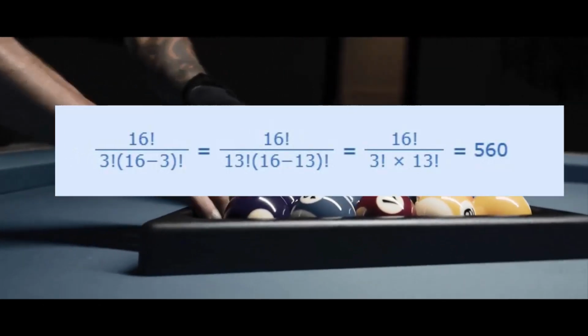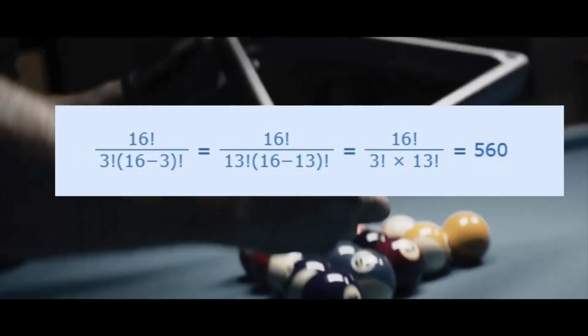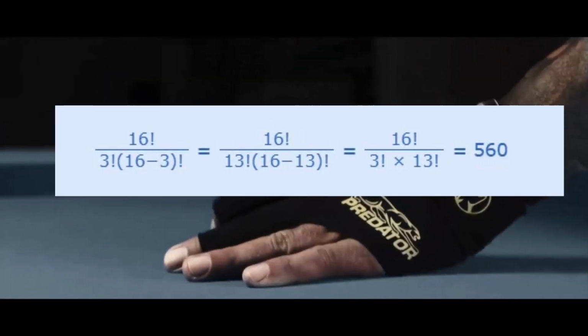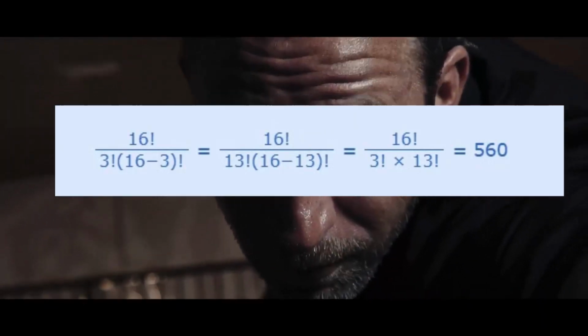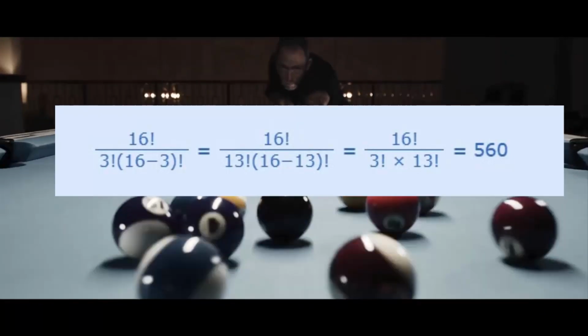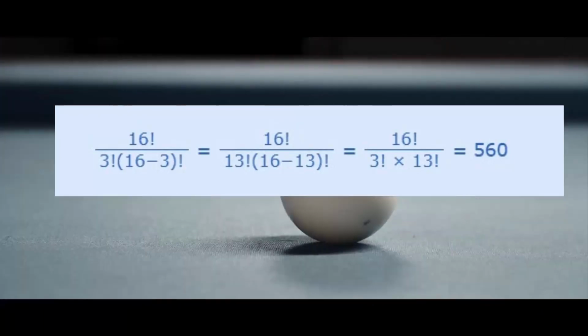So we can save a lot of the calculation. If we wanted to do it in a shorthand way, it would look like the following, and we would still get 560. Now, that's a lot. Now, let's review what we did here.